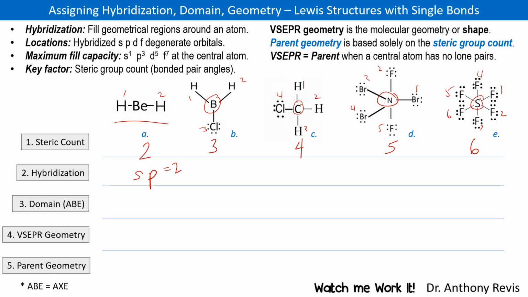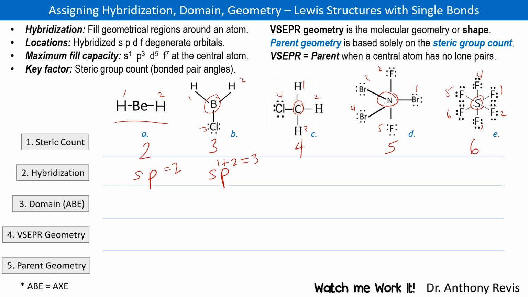Let's go to the next one. We have a steric group count of 3, so we put 1 in the S, and we have 2 more to fill. We put those 2 in the P. This is 1 here. I'm just going to write this 1 so you can see it, only so you can see it. We don't do it this way. But that would give us 3.